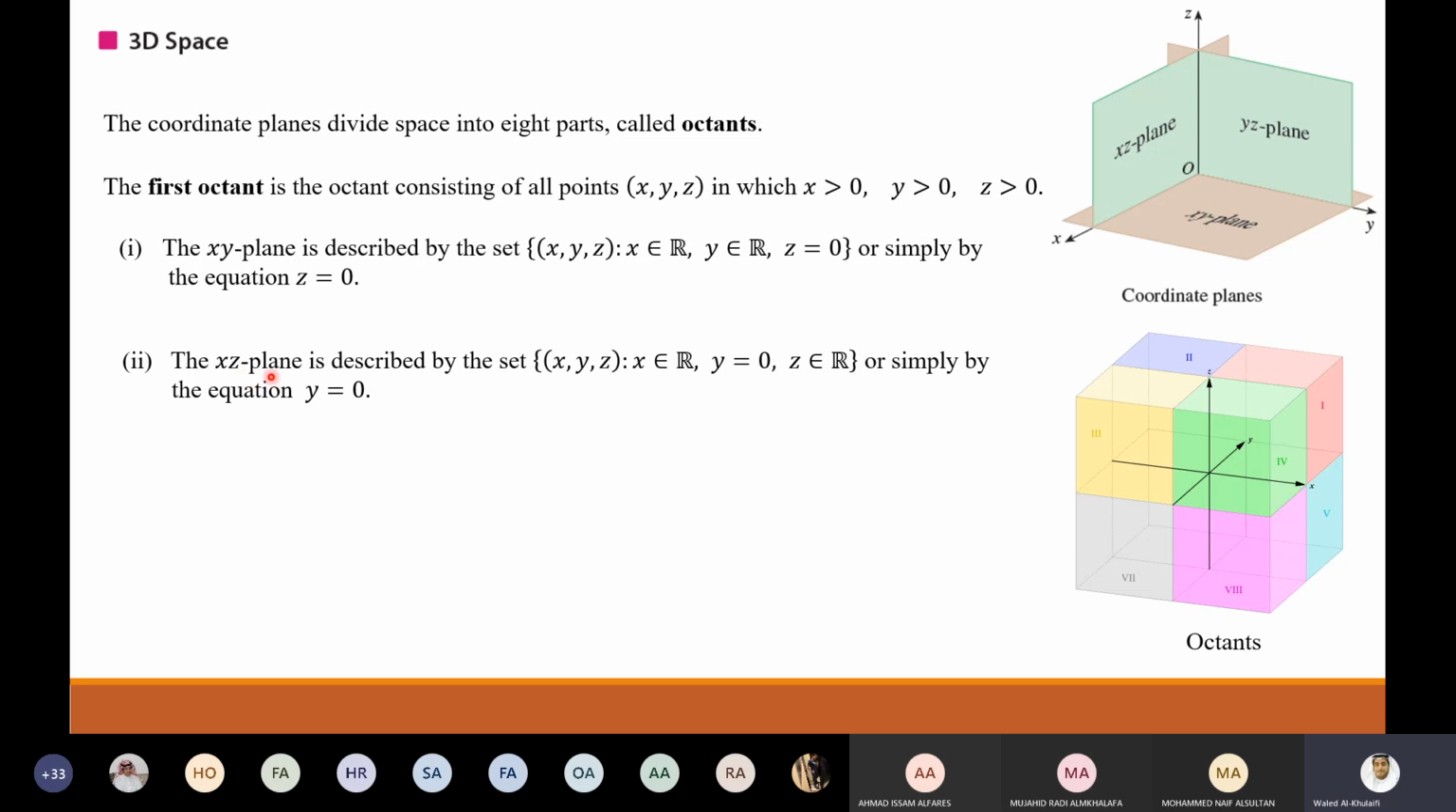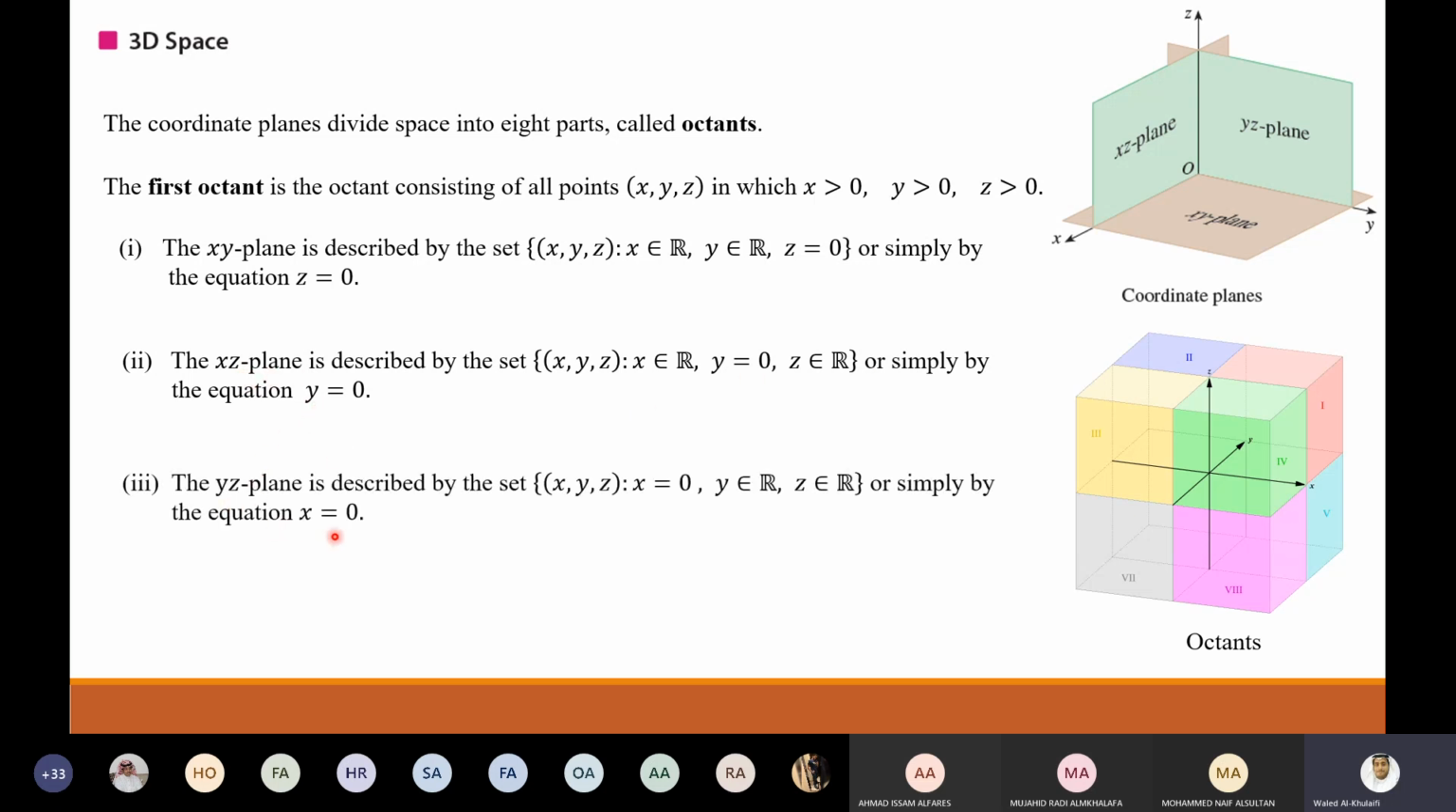The same thing for the xz plane, you just say y equals 0. Also for the yz plane, you just simply say x equals 0.